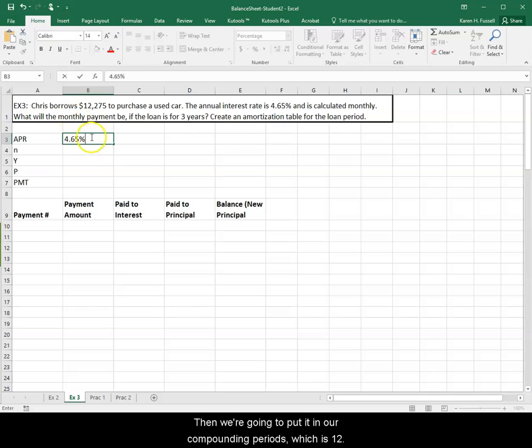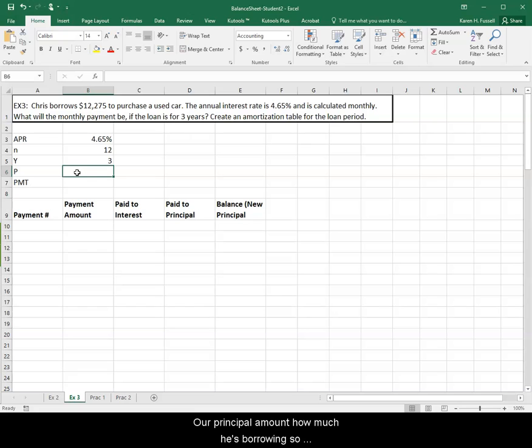Then we're going to put in our compounding periods, which is 12. Our number of years, which is 3 years. Our principal amount, how much he's borrowing, so that's $12,275. And then the payment we're going to calculate.